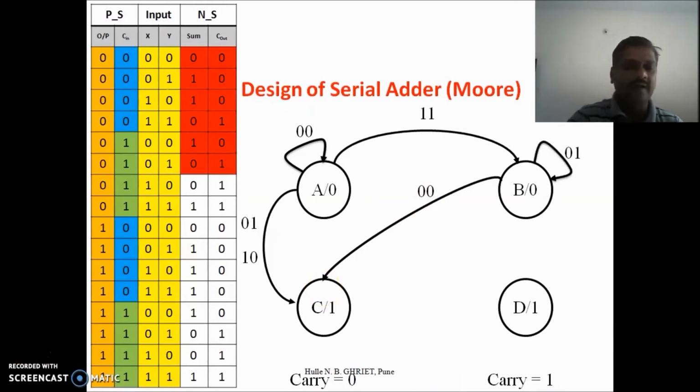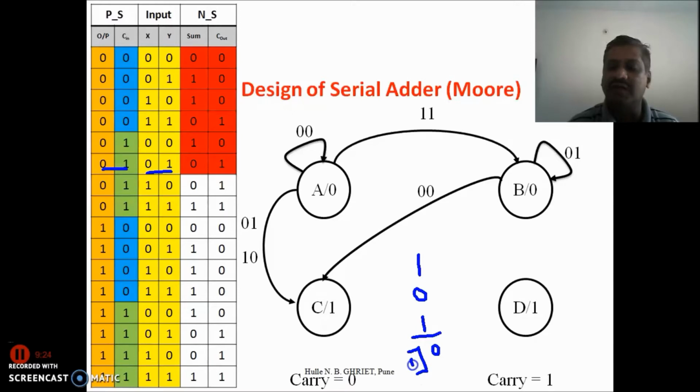Further, whenever we are in the B state, inputs are 0 1. Now look at 1 0 1. Its summation is sum 0 and carry 1, that is 0 1. Sum is 0 and carry is 1, which means we are in the B state. So for 0 1 input we will remain in the B state, and so on.